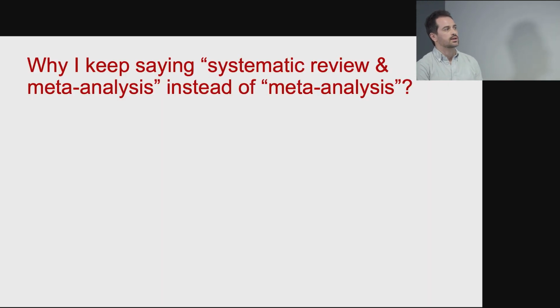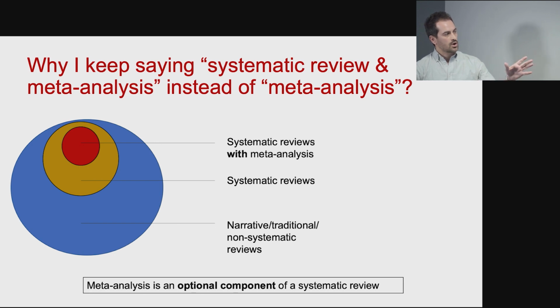Another question is why I keep on saying systematic review and meta-analysis instead of just meta-analysis. I don't think you get an effect size estimate with a systematic review. I could be wrong. I don't know. It's right. You cannot have an overall estimate with a systematic review. But the point I want to make is that there are different kinds of review.